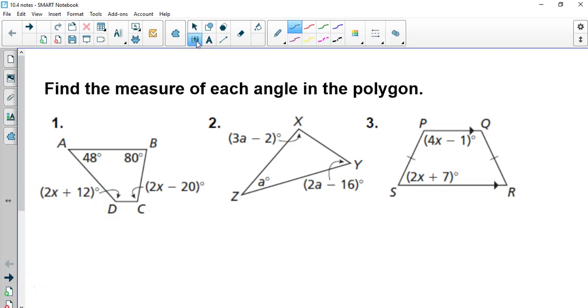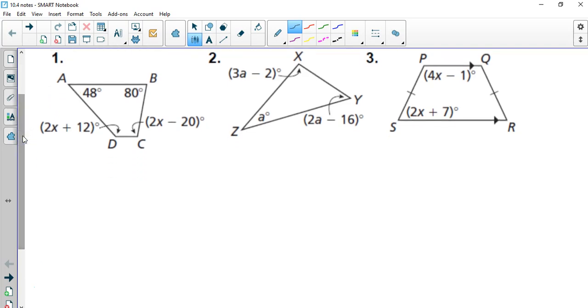Just some review items here. Find the measure of each angle in the polygon. Being that number 1 is a quadrilateral, that means it's going to add up to 360. So I just need to add all 4 up to 360.